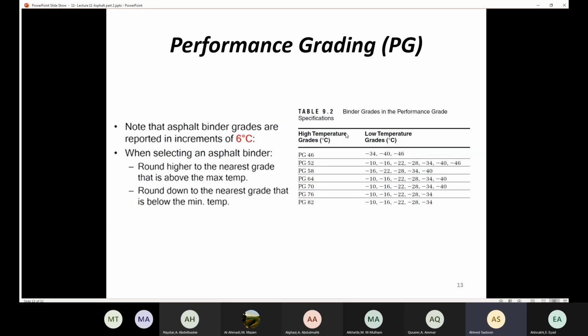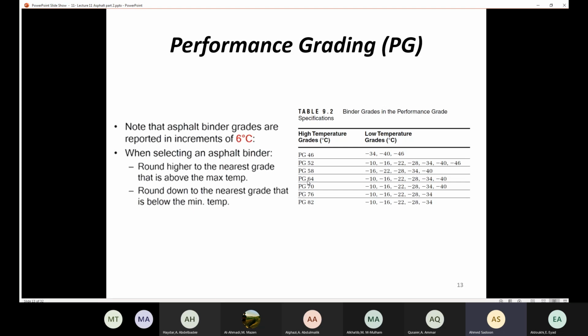So here I have the high temperature, and here I have the low temperature. First, I'm going to choose the high temperature. Let's say that I measure the temperature, and the maximum temperature came out to be 60 degrees Celsius. Then I'm going to look for 60 degrees Celsius. So 60 degrees Celsius is between 58 and 64. Then in this case, I'm going to round to the above the maximum temperature. So if my maximum temperature is 60 degrees Celsius, then I'm going to use 64 degrees Celsius.